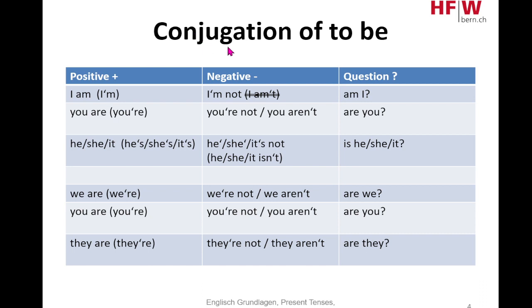So, conjugation of to be, conjugation of to be. So what does it mean? Remember, in English we have three forms.